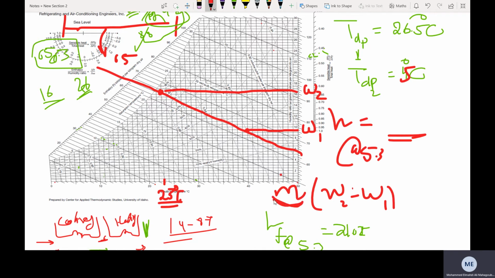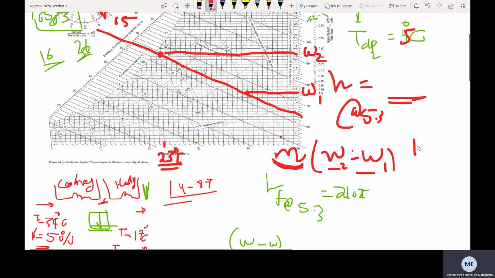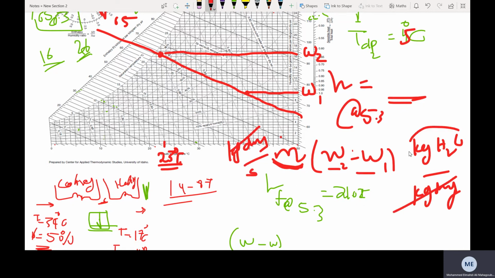Then I multiply it by m dot, because the change of humidity is in units of kilograms or grams of H2O per kilogram of dry air, and the mass flow rate is for the dry air, so kilograms of dry air per second. They cancel, and I'll have kilograms of water per second. If you also want to do it with unit conversions, that's what you end up with. You want to know the kilograms of water injected per second.